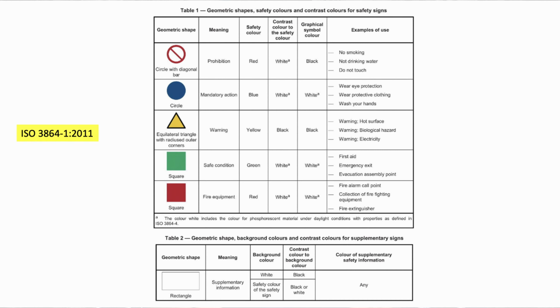This is the overview of the ISO 3864 standard, in which Table 1 talks about the geometric shapes, the safety colors, and the contrast colors used for safety signages.